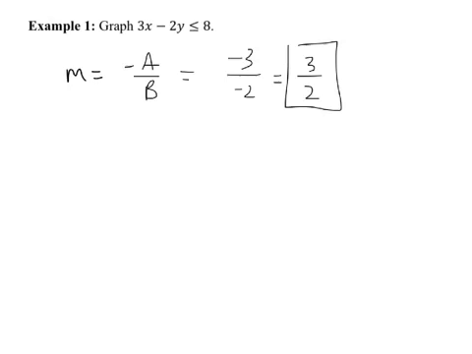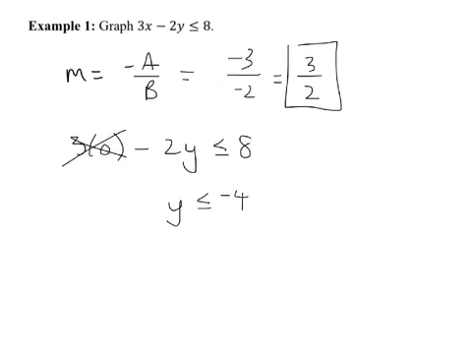Now if we could identify the y-intercept, or at least one point really, we could graph from there. It doesn't matter. I'll choose the y-intercept because it's easy. So set x equal to 0 to find the y-intercept. So 3 times 0 minus 2 times y less than or equal to 8. This drops off. We divide by negative 2. So y greater than or equal to negative 4. Now, don't worry about this sign right now. We'll take a look at that in a moment.